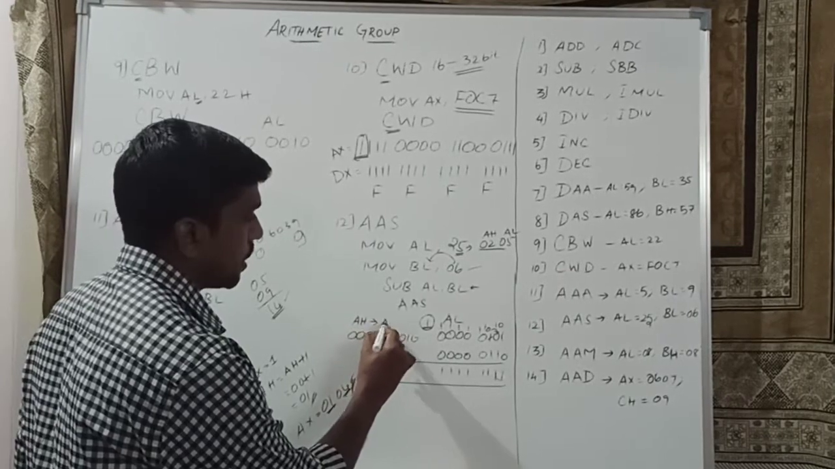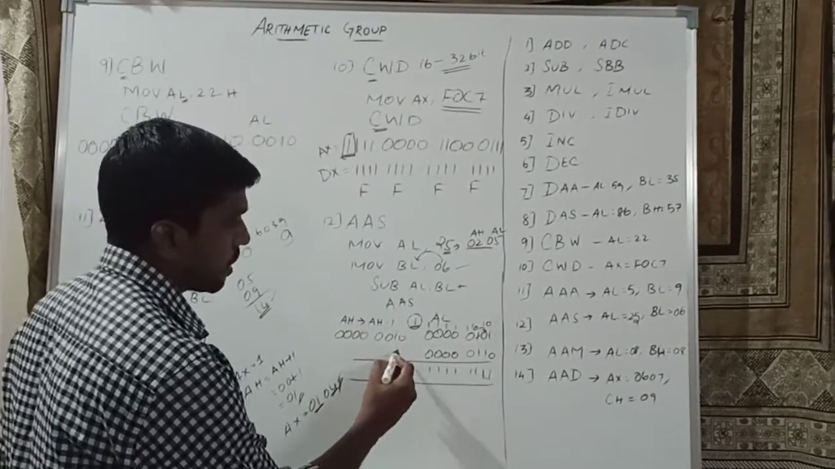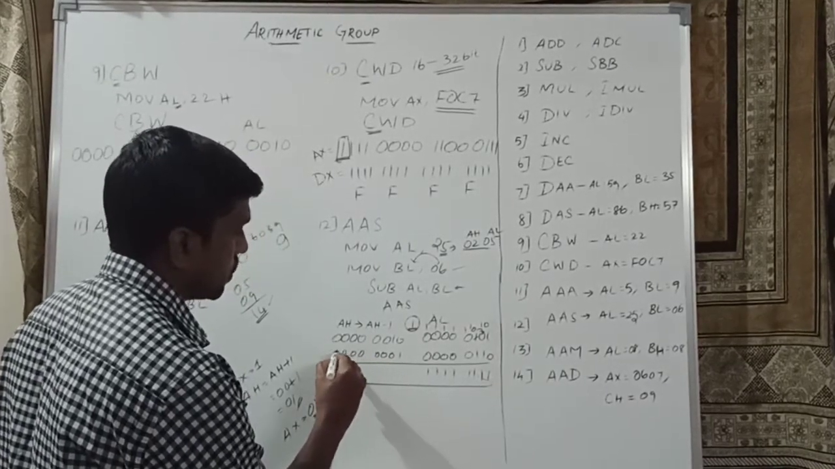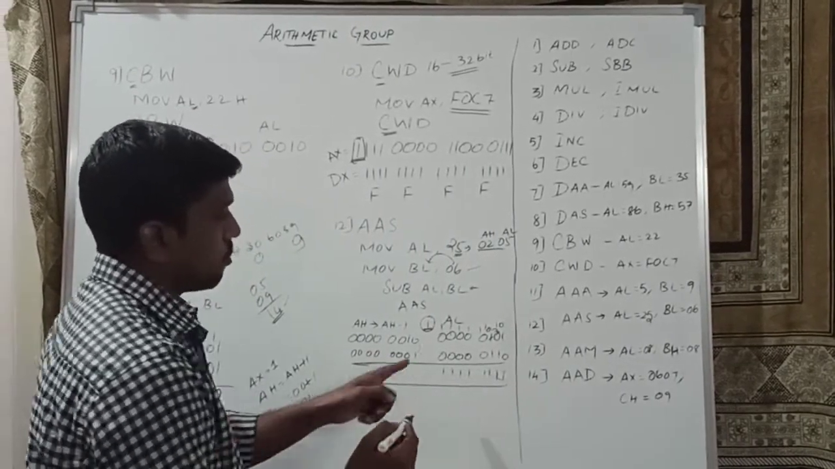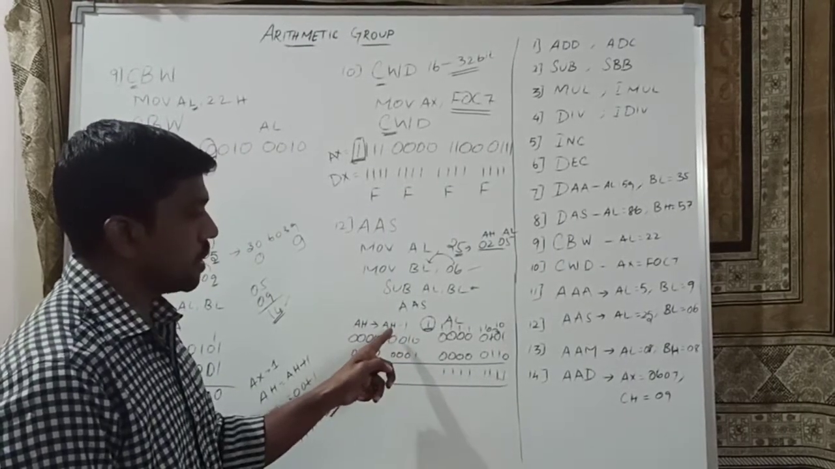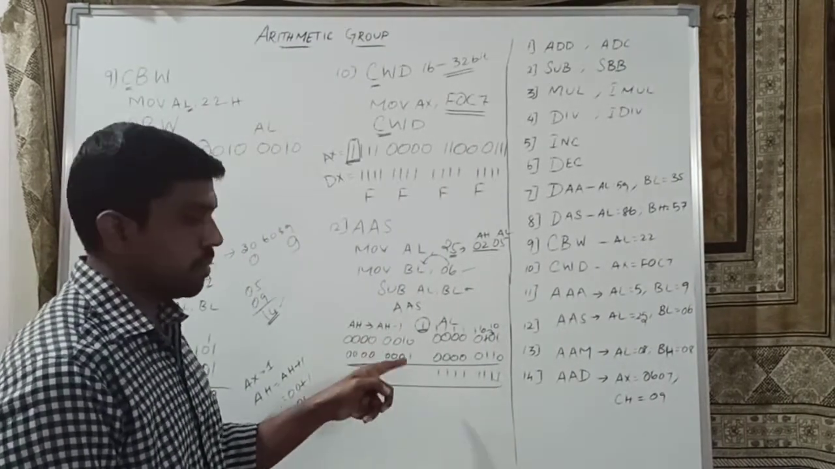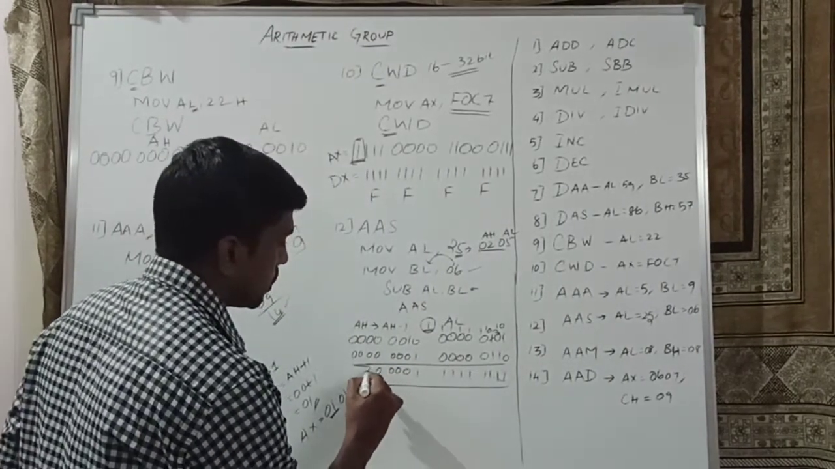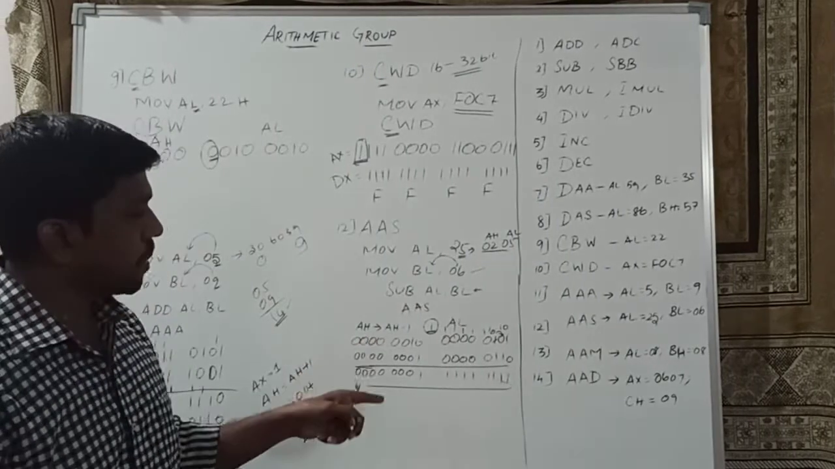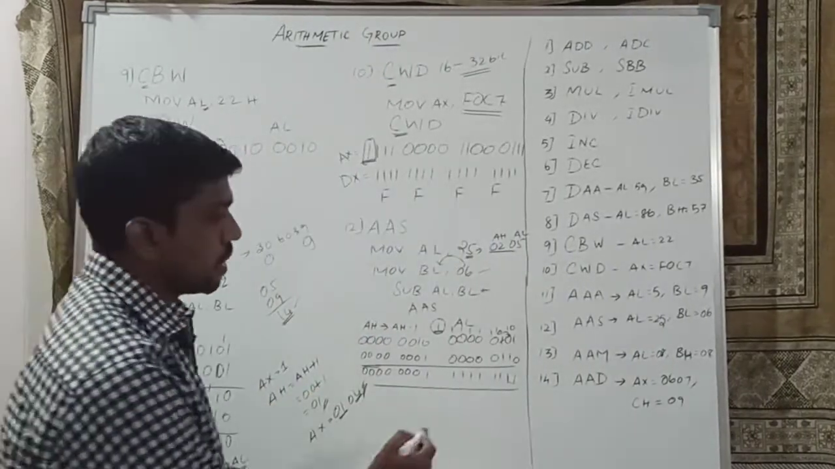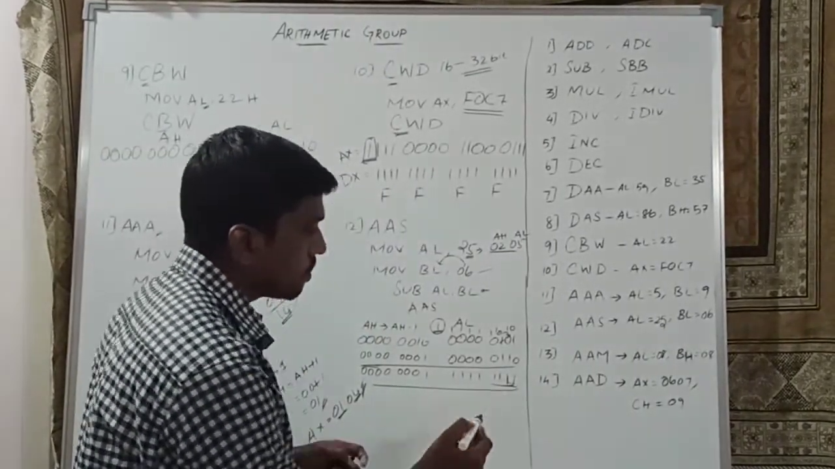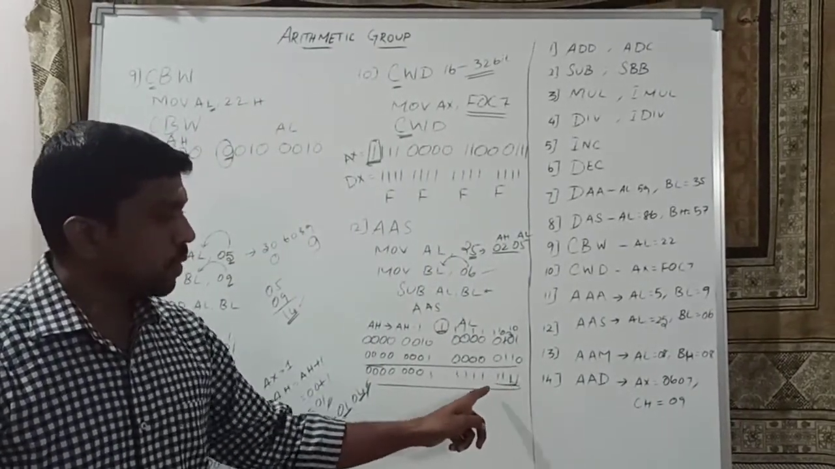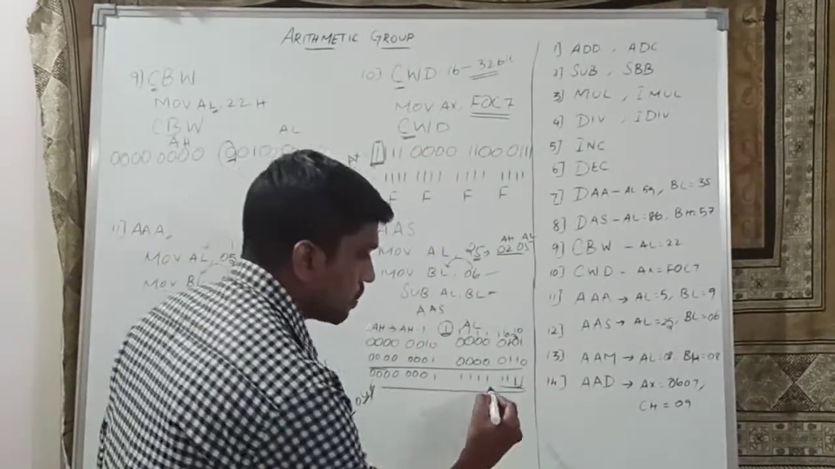AH equals AH minus 1. If a borrow is present, you subtract 1 from whatever value is present in AH. After subtraction, the AH value is 01. In this subtraction, both the values are greater than 9, so you consider only the lower 4 bits, the lower nibble.